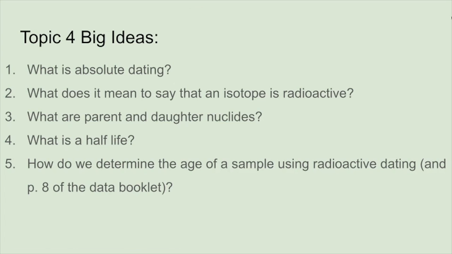Okay, what is absolute dating? Just in general, what does that mean compared to relative dating? What does it mean to say that an isotope is radioactive? What are parent and daughter nuclides? What is a half-life? How do we determine the age of a sample using radioactive dating? And page 8 of the data booklet. For that one, maybe just list the steps as if you were explaining it to a Science 10 student to get the process down, because it's always the same. Get the number of half-lives using the chart, multiply by the half-life for that using the numbers on page 8.